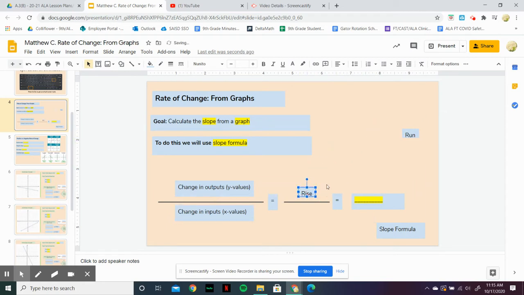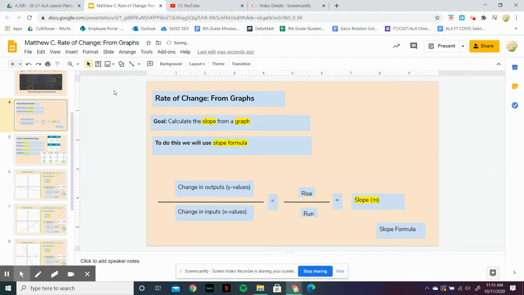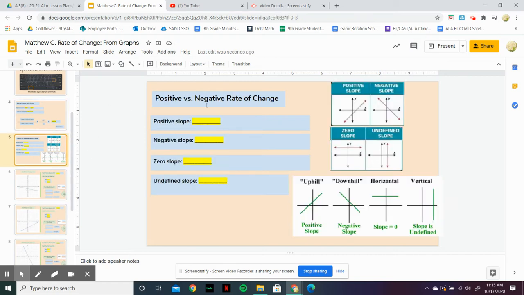In other words, this is the rise of the graph divided by the run of the graph, and that is equal to slope, which we use the variable m for. Slope, rate of change, rise over run, m, they are all one and the same. Now let's talk about how a graph can have positive or negative slope, it can have zero slope, it can have undefined slope. What does all of this mean?